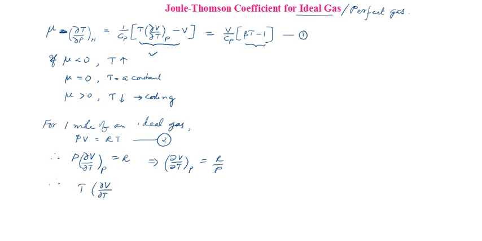You know the motivation, because I'm going to use this particular equation for mu. That's my purpose. So what will that be equal to? I have to multiply with T on the other side, so it is simply RT/P. And from equation number 2, what will RT/P be for an ideal gas? It is nothing but V, since RT is equal to PV. So this quantity will be equal to V.